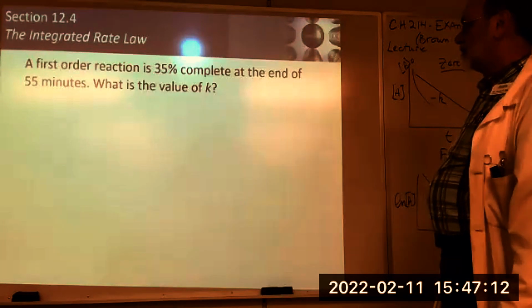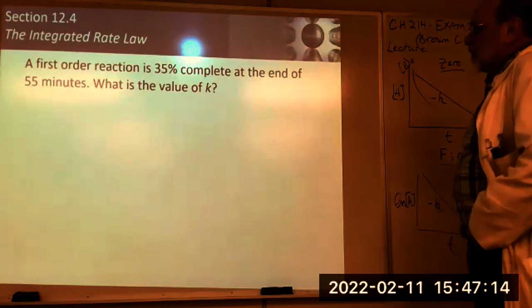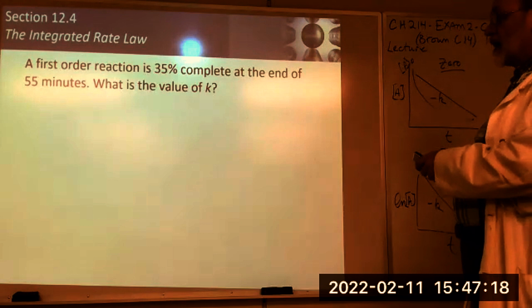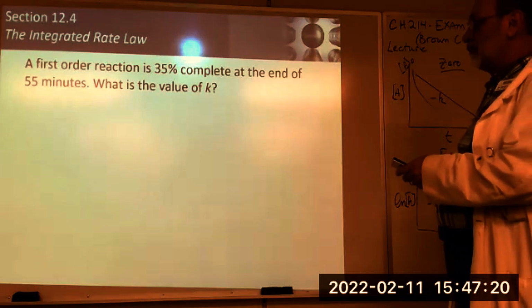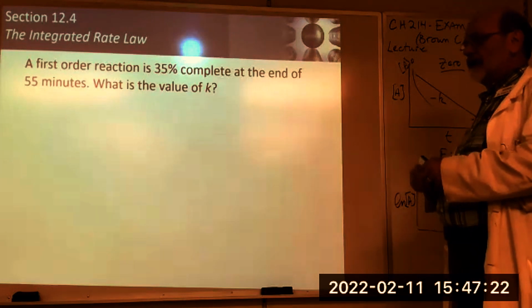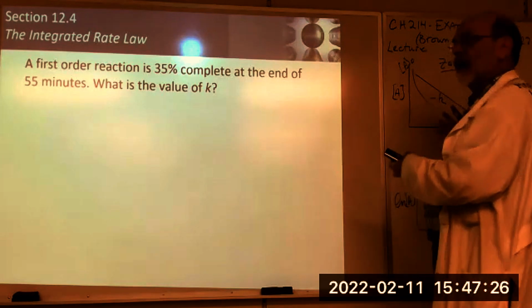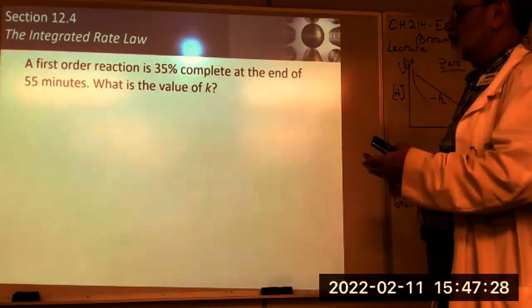Now we're going to do an example for a first order reaction. A first order reaction is 35% complete at the end of 55 minutes. What's the value of K? We're told it's first order, so we don't have to plot it. We know it's first order.